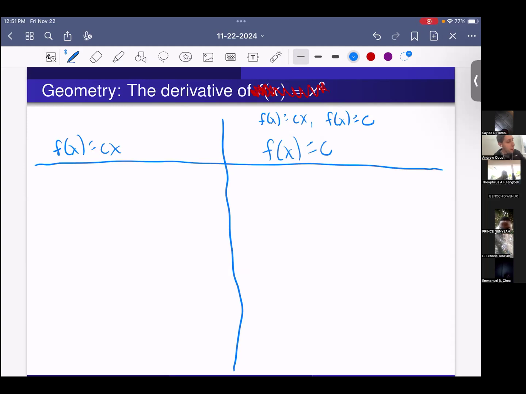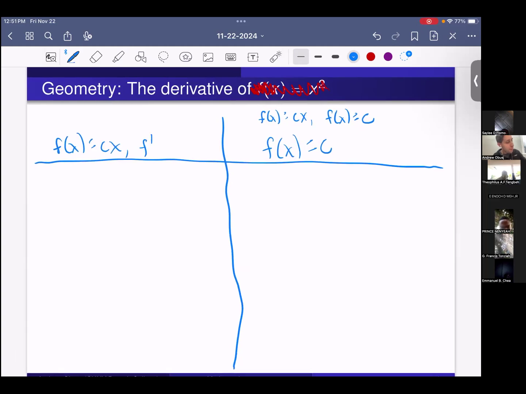So we know by the power rule that f prime of x here is just equal to c. The power rule says if you have cx, which is cx to the 1, that's going to give you c times 1 times x to the 0, which is just c. So f prime of x is c times 1 times x to the 0, which is just c.